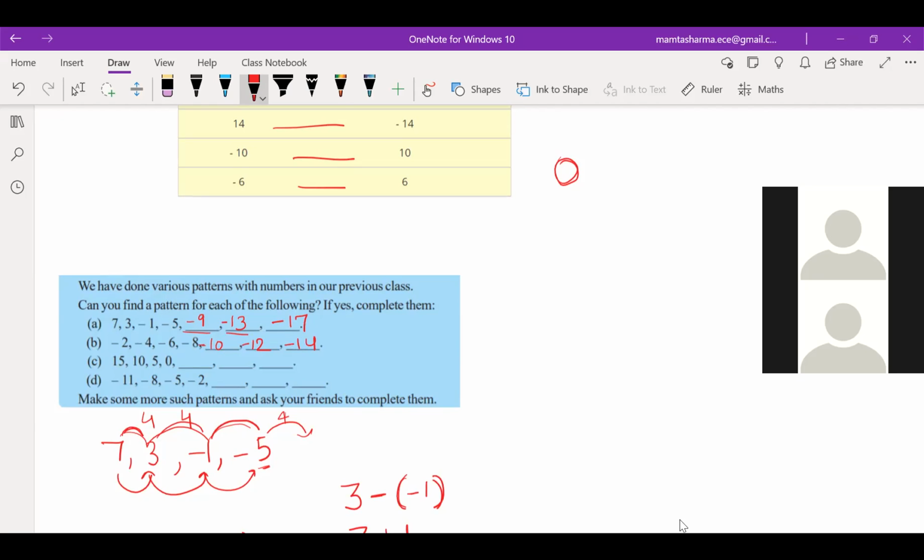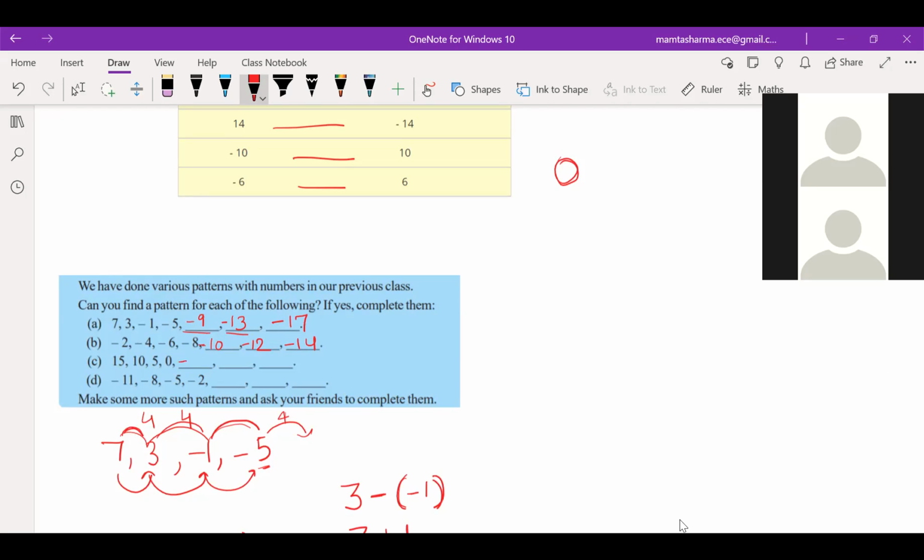Minus 5, minus 10, minus 15. Minus 5, minus 10, minus 15. Okay, so what is the common difference among all the 5 numbers? Difference of 5.